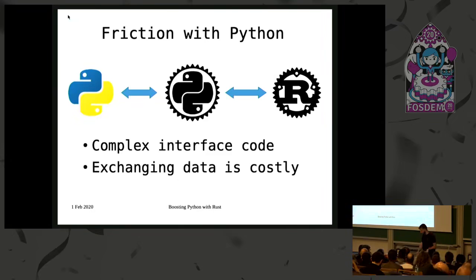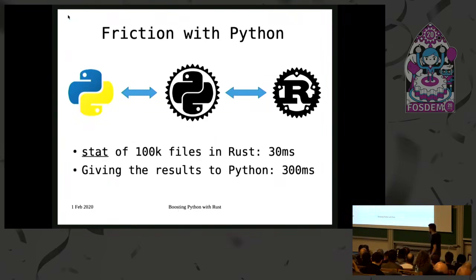So, for example, if I am statting 100,000 files on my laptop with hot kernel caches in parallel in Rust, it takes about 30 milliseconds, which is pretty cool. And if I give the results back to Python, it takes about 300 milliseconds for anything useful. So you just add one order of magnitude on top of what you're actually trying to do, negating the entire point of doing it in Rust.